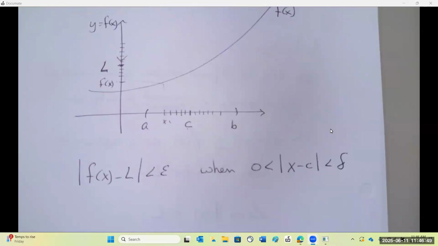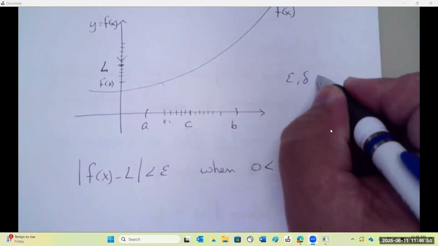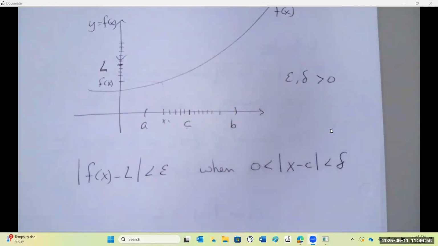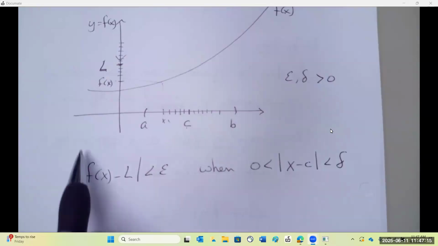Epsilon and delta are both distances. How do we know their distances? Well, y2 minus y1 is what? That's the distance between the 2 points, how far they are apart. Can distances ever be negative? No. That's the reason it's absolute value.